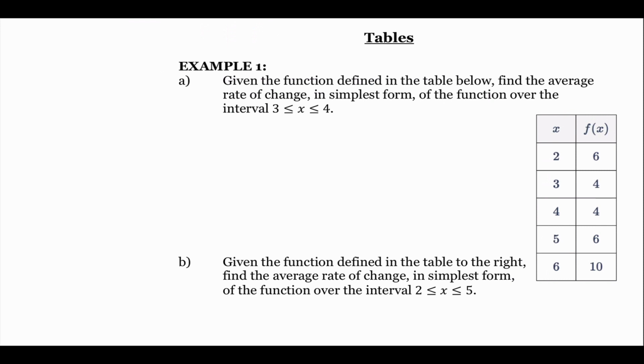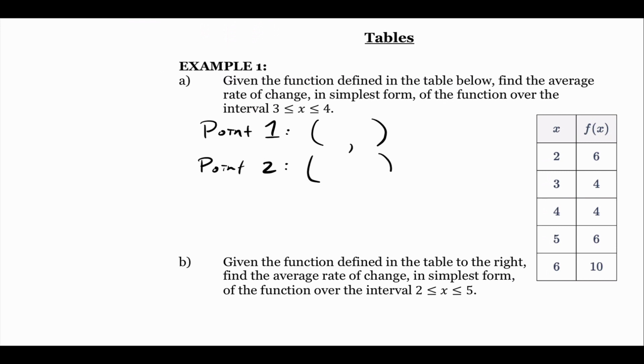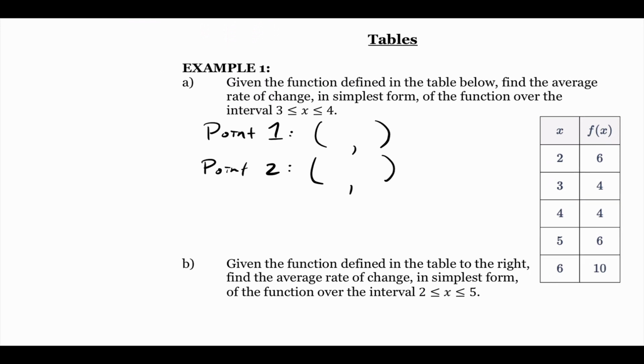Okay, so given the function defined in the table, find the average rate of change in simplest form over the interval from 3 to 4. The first thing I need is 2 dots, 2 points. So I need point 1, which is going to have an x and a y. And I need point 2, which is going to have an x and a y. Once I do that, I can plug them into my formula.